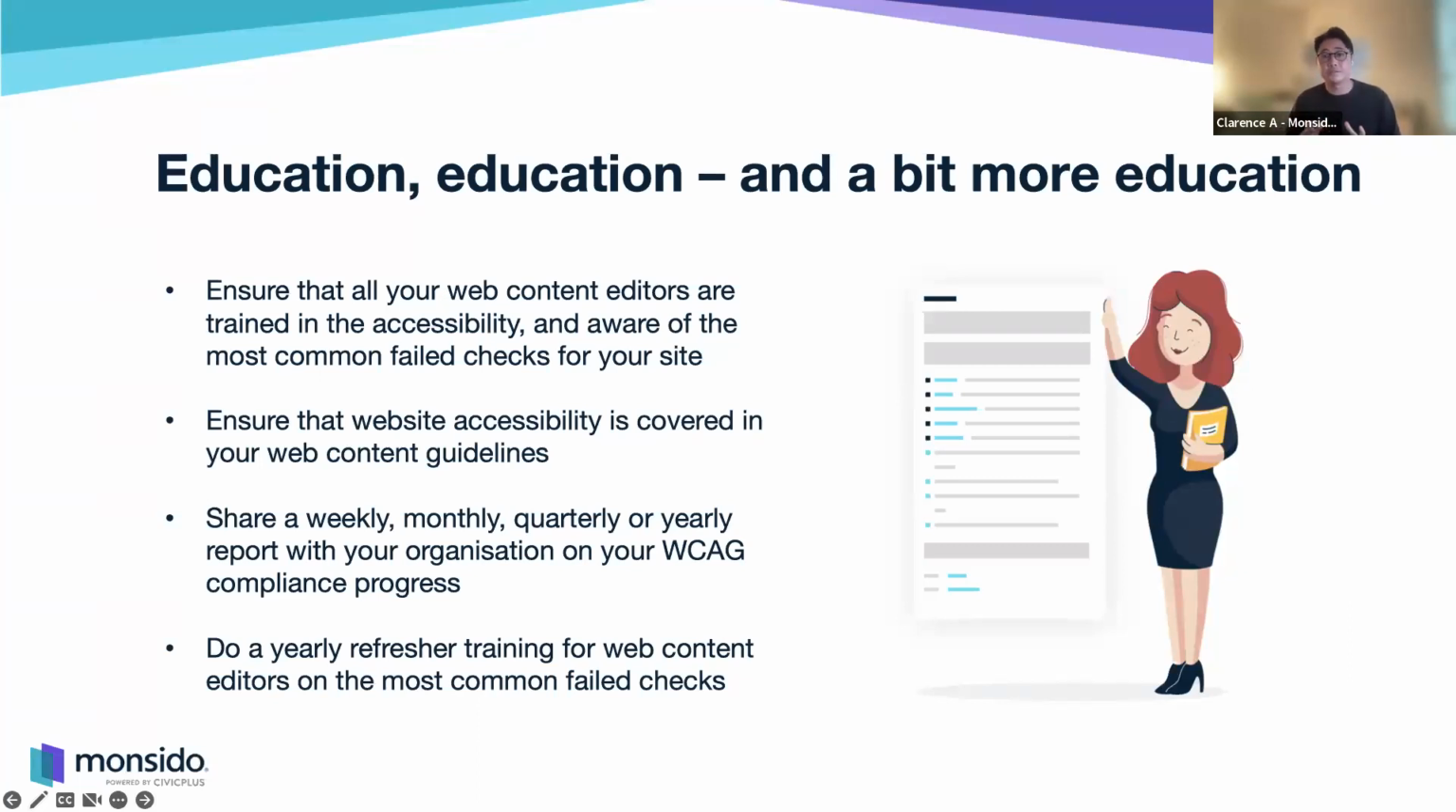And of course, share a frequent report with your organization on your progress. It helps to have an accessibility champion for this, but if you use a tool like Monsido, this whole process is easy. It's in fact even automated. You can just simply download that report. You can download your history and the progress of your audits and share them with your direct reports.